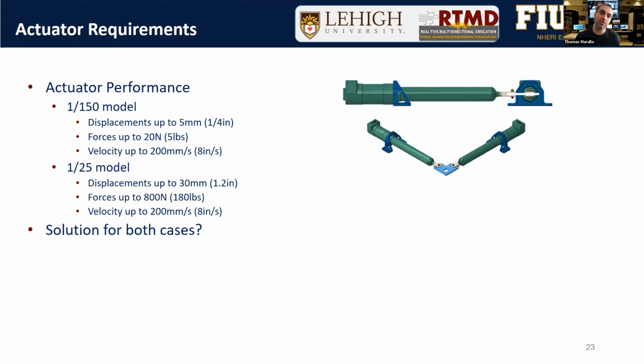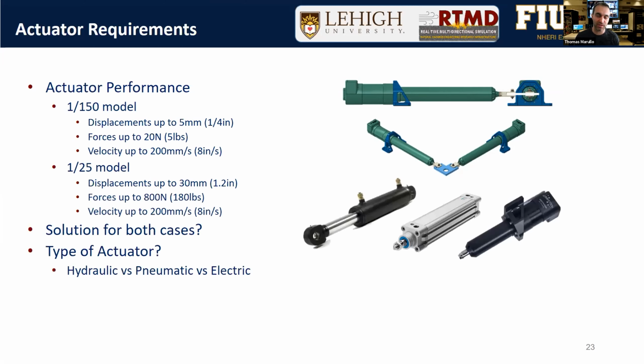So is there a solution for both cases? What can we find? They make really small actuators, they make big ones, they have different types: hydraulic, pneumatic, electric. Obviously, FIU is not equipped with a hydraulic power system. It would be a big investment to do something like that. Pneumatic is a little different because you're able to get air sources, but there are a lot of issues to deal with regarding compressibility of air and control. They're not really good at control. So what is our best option?